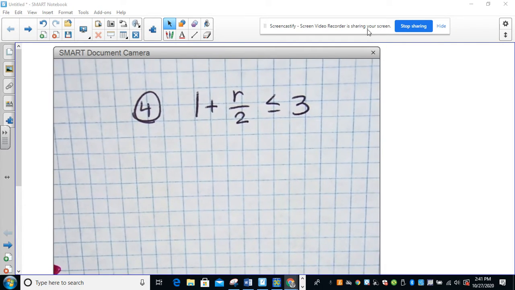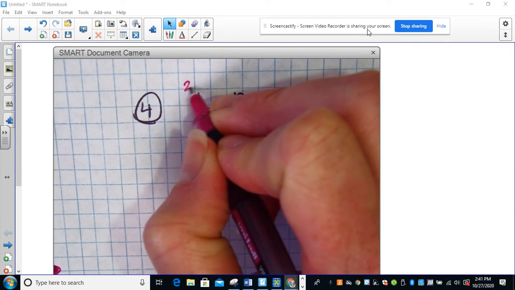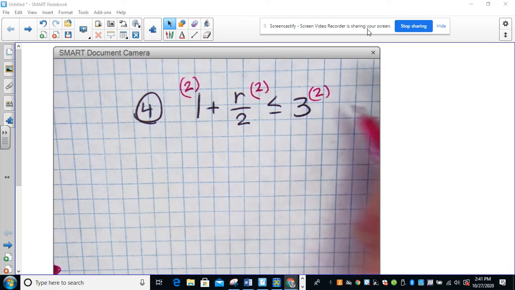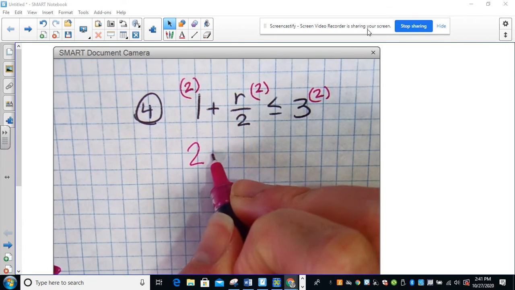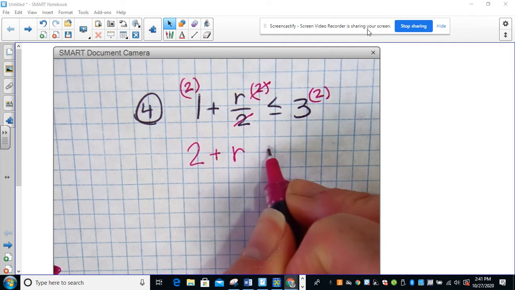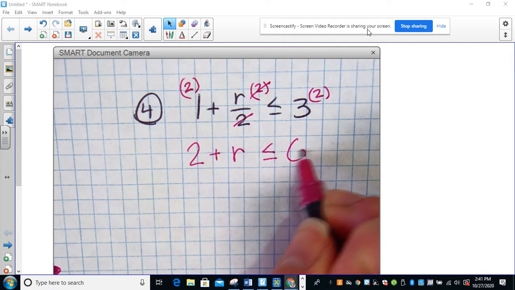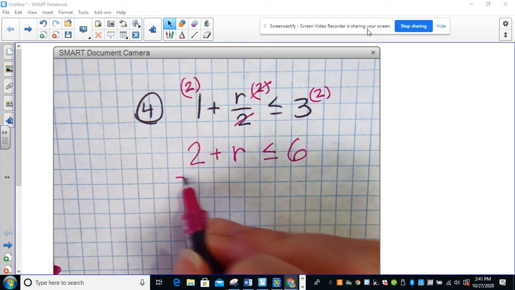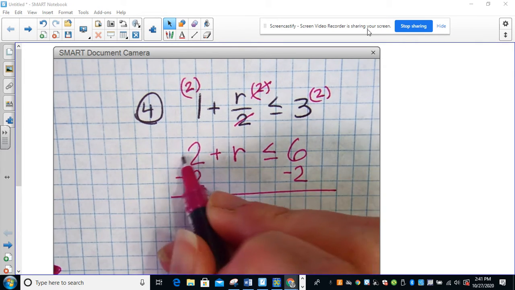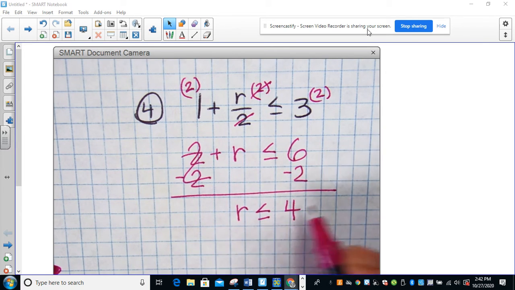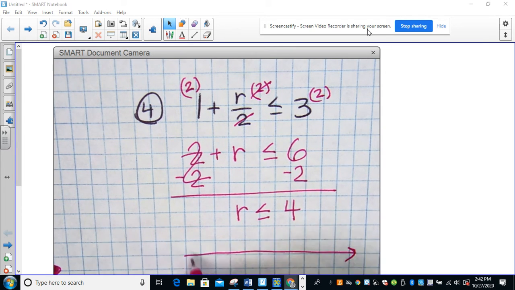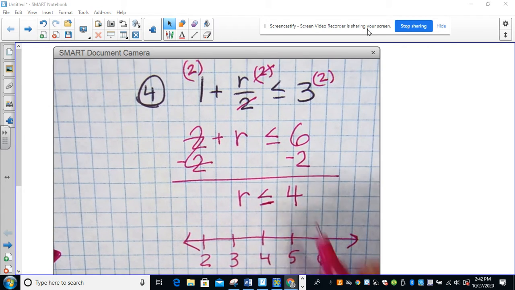4. Here's another fraction again. Let's get rid of that denominator by multiplying everything in the problem by 2. 2 times 1 is 2, plus these 2 cancel, so we have an r by itself, less than or equal to 3 times 2 is 6. Get rid of the 2, it's a positive, so we're going to subtract 2 from both sides. R is less than or equal to 4. Number line, 4, 5, 6, 3, 2. It has an equal sign, so the dot is at 4 and it's colored in when there's an equal sign, and then we're going left for less than.